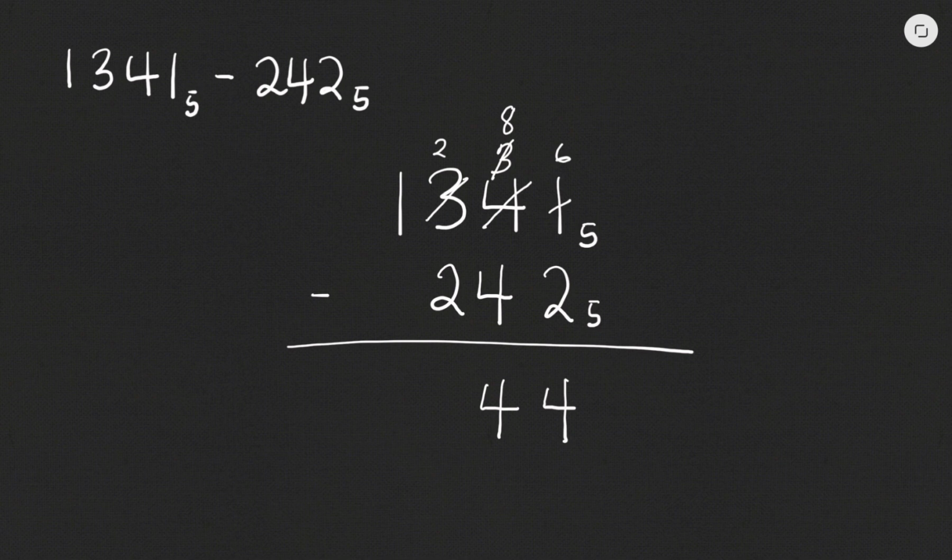So I am left with 2 over here. So 2 minus 2, that will give me 0. And then I maintain the 1 over here, and that becomes my final answer. So if I subtract 242 from 1341, and they are all in base 5, I will get 1044 base 5 as my answer. All right, so let's proceed to look at another example.